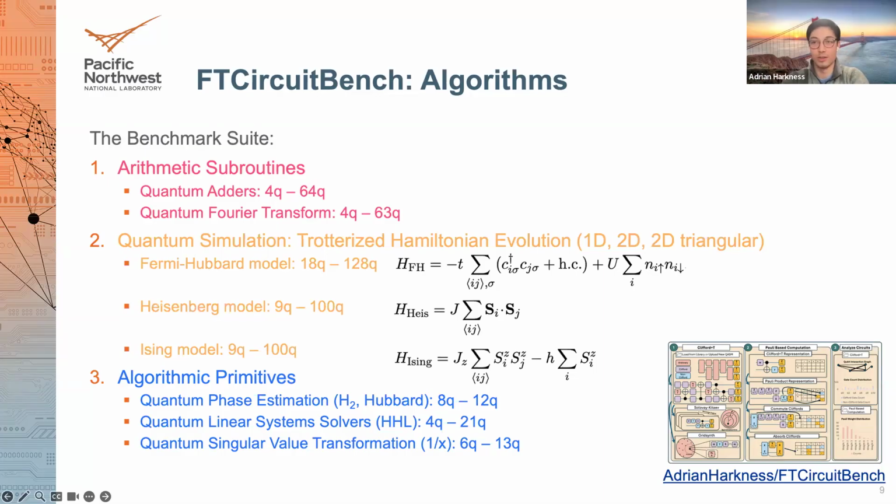So the circuits that we include fall into three categories of use. One is basic arithmetic. So this includes quantum adders, ranging from 4 qubits to 64 qubits, and the quantum Fourier transform, ranging from 4 qubits to 63 qubits. Now, these are motivated by being essential building blocks that we don't really expect to stand alone as impactful quantum applications in the future, rather that they will certainly be core subroutines in larger algorithms.